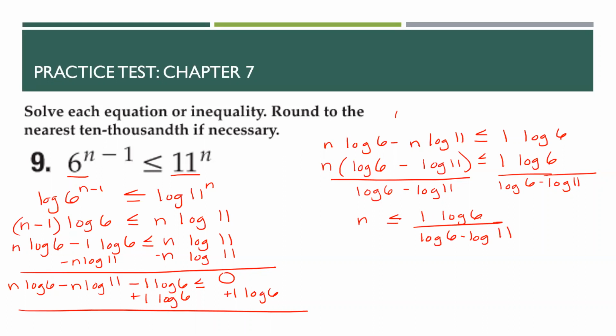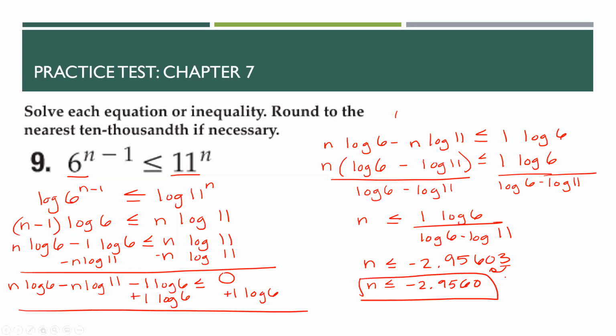So again, you need to be doing this in your calculator. And when you do that, you end up getting this big long decimal, -2.95603. So they want you to round to the nearest 10,000th. So we have a 3 in the 100,000ths place, so we're going to keep the digit in the 10,000ths place the same. Okay. So that's going to be our final answer, -2.9560.